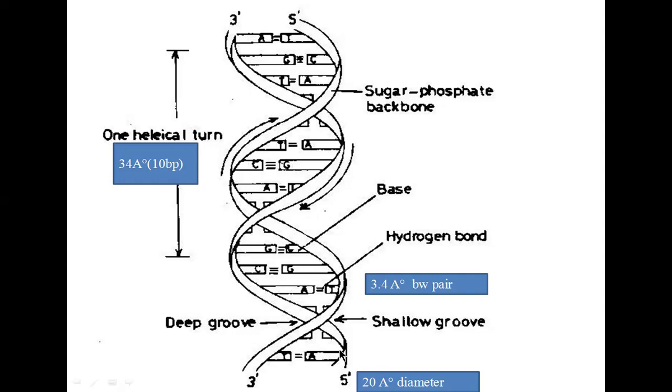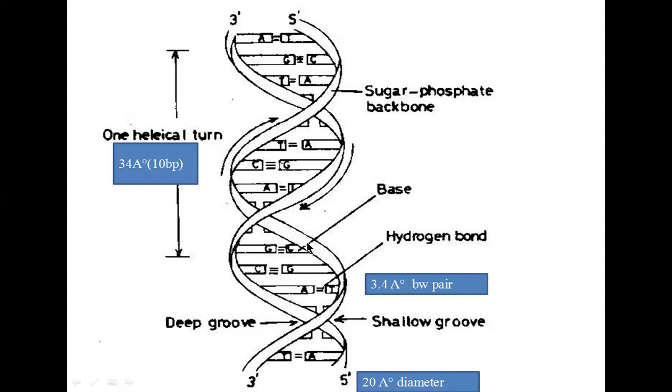Apart from that, we can also see here the major groove and the minor groove. Okay, this is the major groove. The deep groove is the major groove and the shallow groove is the minor groove. The twisting of the double helix creates two grooves. This is the major groove and this side is the minor groove. A wide major groove and a narrower minor groove can be seen in this particular structure. And these grooves are very important for the binding of proteins that regulate gene expression and other DNA-related processes.